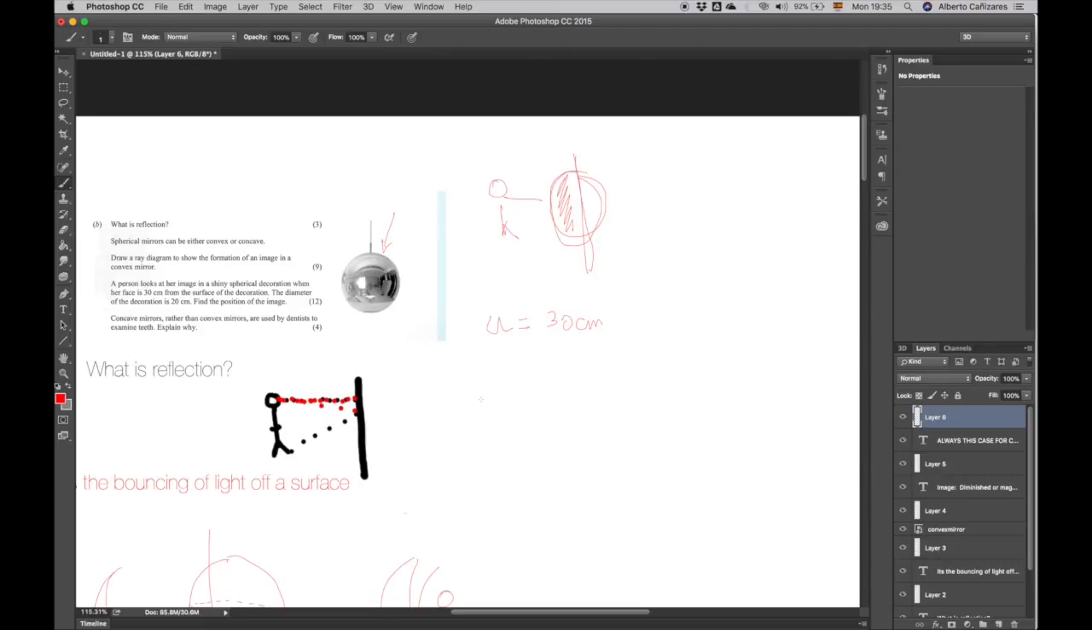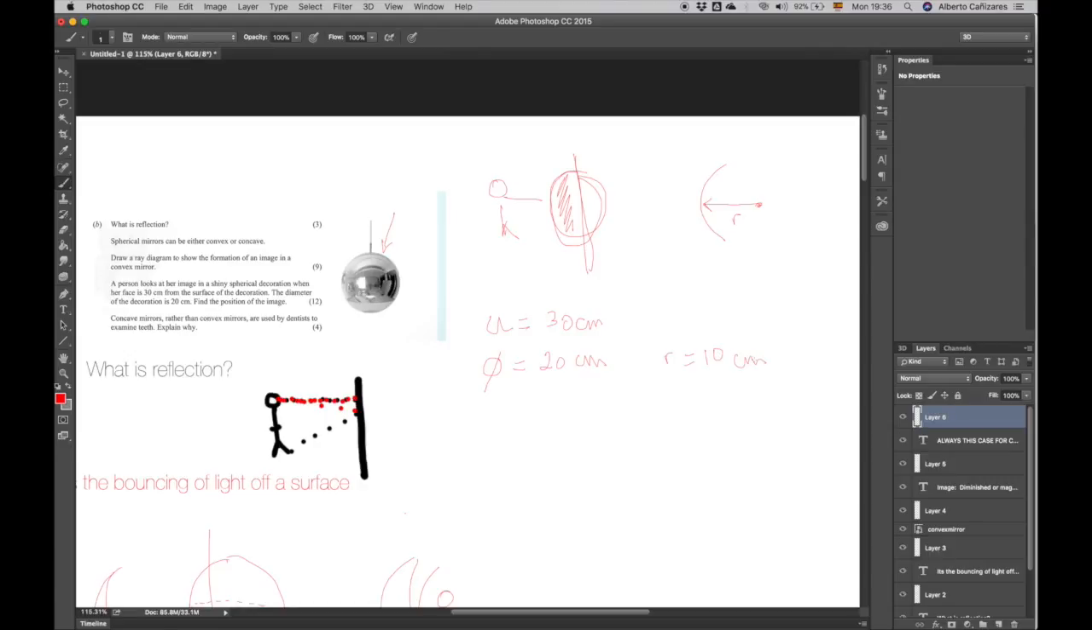The next piece of information tells you the diameter of the decoration is 20 centimeters, right? So the diameter of the decoration is equal to 20 centimeters. Now, what did we say earlier? A spherical mirror has a center of curvature, which is basically like the center of where the compass is, and that's the radius, essentially. So if the diameter is 20 centimeters, the radius is half of that, and that would be only 10 centimeters, right?